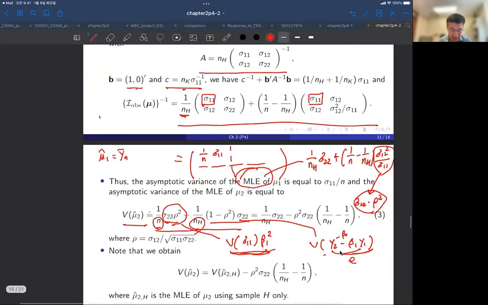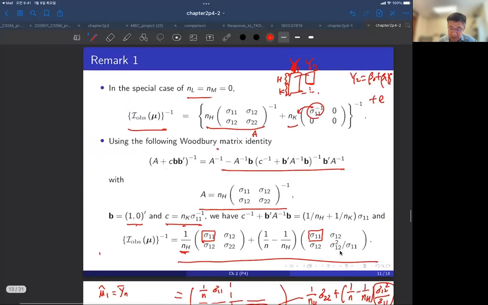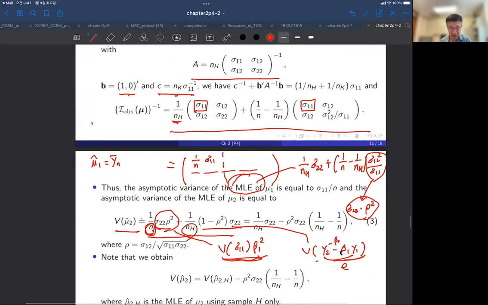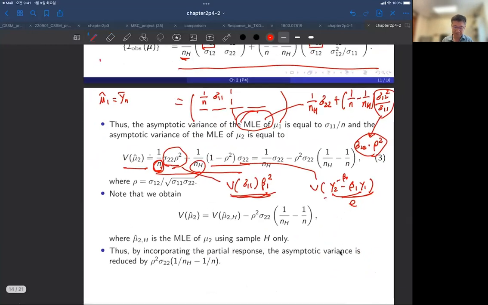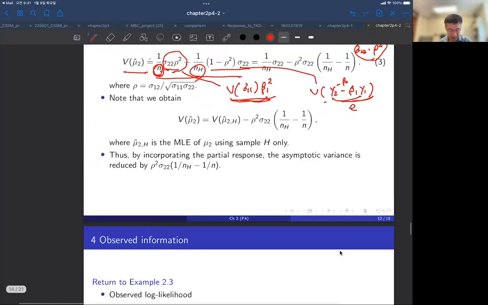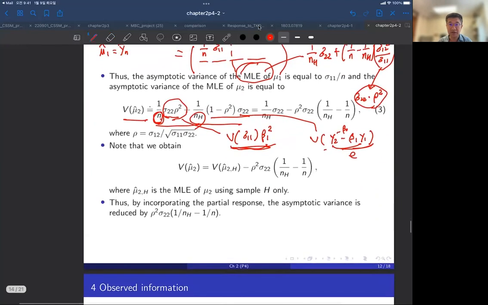So that's why if rho equals 1, then the effective sample size is just the sample size n. On the other hand, if the correlation is 0, y1 and y2 are completely independent, then the y1 information is not really helpful in predicting y2. So then you just have nh. That is basically the idea behind all this. Okay, so let's have a break and then we'll continue.